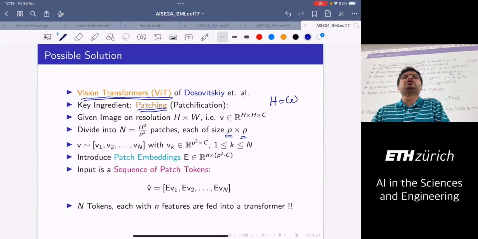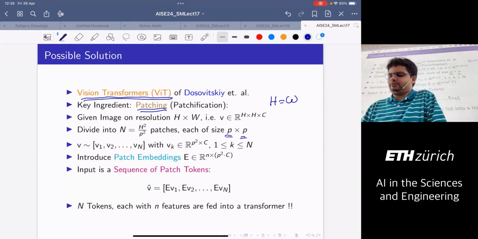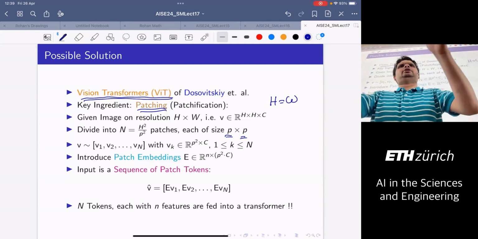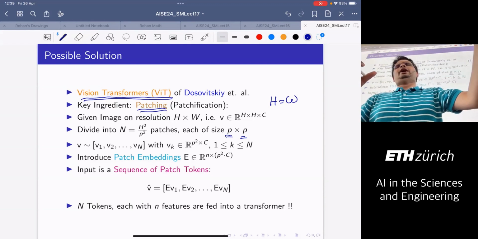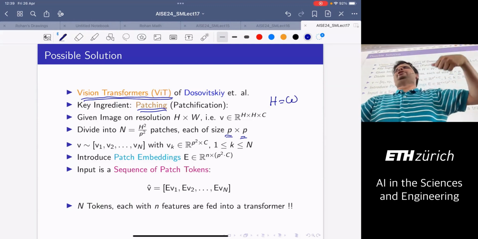You can imagine that if H was 128 and P was 16, then this is a severe reduction. Instead of having 128 squared, which is 2 to the power 14 tokens, you'll only have 64 tokens, which is much easier to work with, right? And then the point is that there could be a loss of information. The loss of information could come from the fact that you're just cutting the image into discrete points, which means you're losing information. You're essentially taking averages, right?